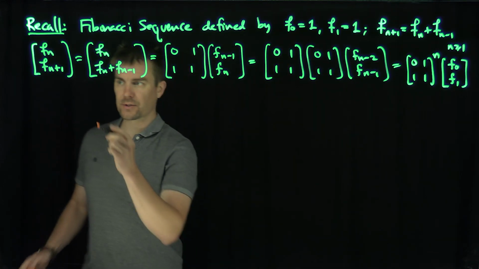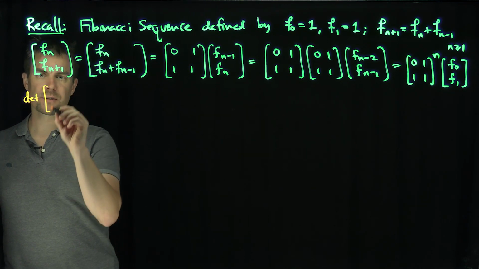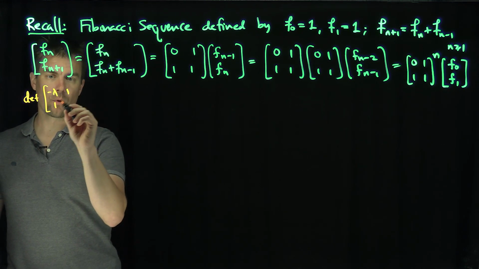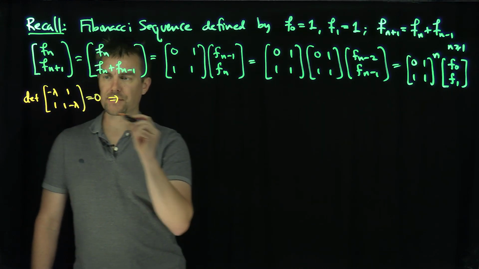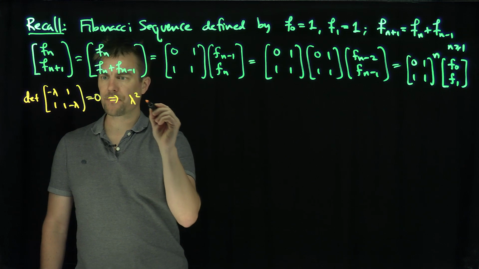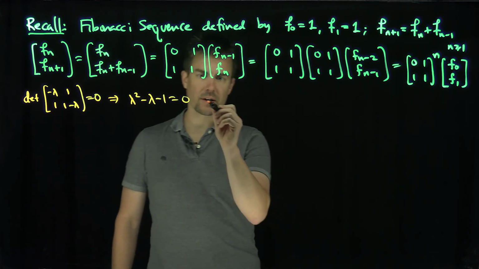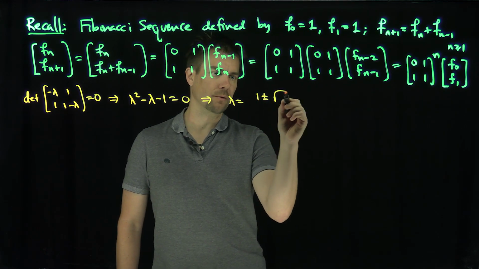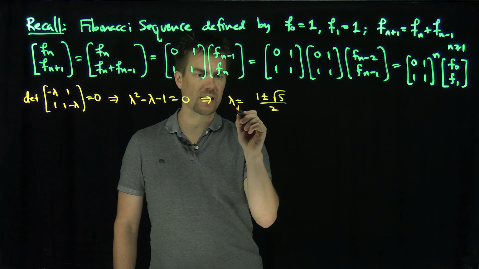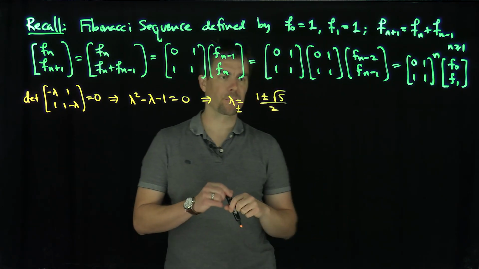So now let's consider our matrix over here, A. I'm going to find the eigenvalues of A: the determinant of negative lambda, 1, 1, 1 minus lambda is equal to 0 as the eigenvalue equation. This is going to give me lambda squared minus lambda minus 1 equal to 0. This is a very famous quadratic equation. This is going to be the golden ratio. This tells me that lambda is equal to 1 plus or minus root 5 over 2. I'm going to call those lambda plus and lambda minus, with the obvious connotation. Of course, lambda plus is the golden ratio.